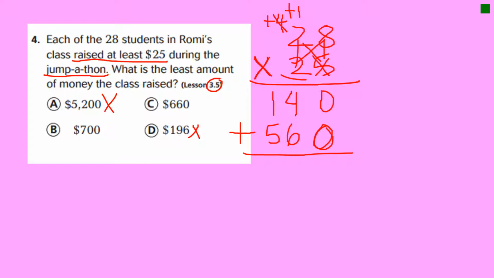All right, now let's add them up. 0, of course. 6 plus 4 is 10. And then 5, 6, 7. Oh, that's a nice number. So Rami's class raised $700 for the jump-a-thon. All right, great job.